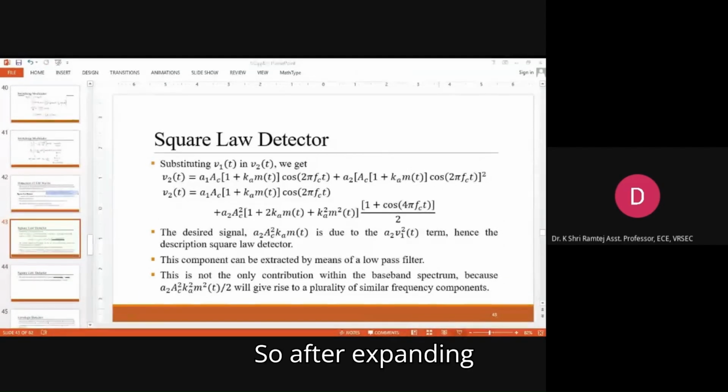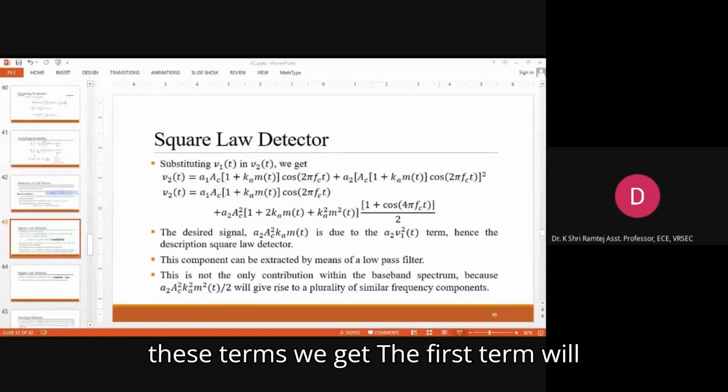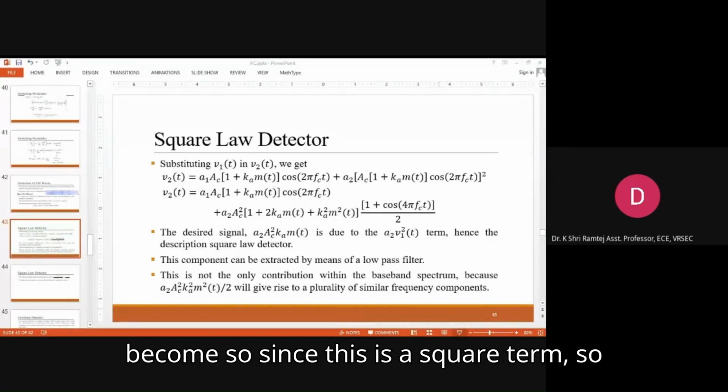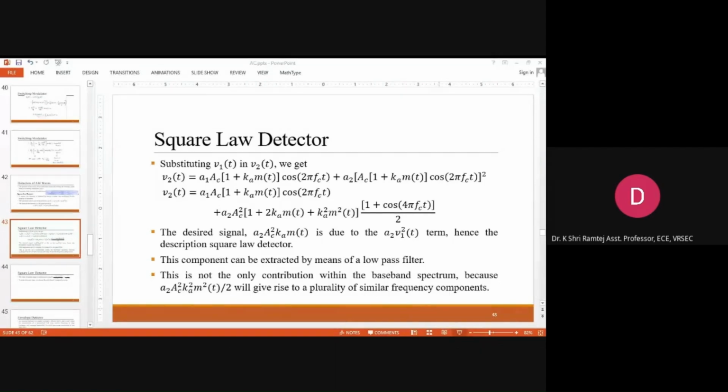After expanding these terms, the first term will remain as it is and the second term will become, since this is a square term, a2 Ac² times [1 + ka m(t)]², which is 1 + 2 ka m(t) + ka² m²(t), and the last product, cos² 2π fc t. As we know that cos² θ can be written as (1 + cos 2θ)/2, this cos² 2π fc t can be written as (1 + cos 4π fc t)/2. So this is the final expression of the nonlinear device.